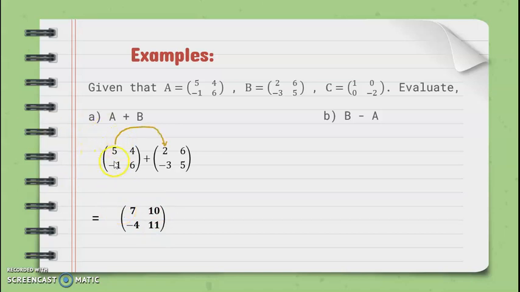The first row and first column we add with the first row and first column of the second matrix. So 5 plus 2 we get 7, and 4 plus 6 we get 10. Negative 1 plus negative 3, we get negative 4, and 6 plus 5 we get 11. Okay, now I want you to try the second one, matrix B minus matrix A. Now I want you to pause this video.